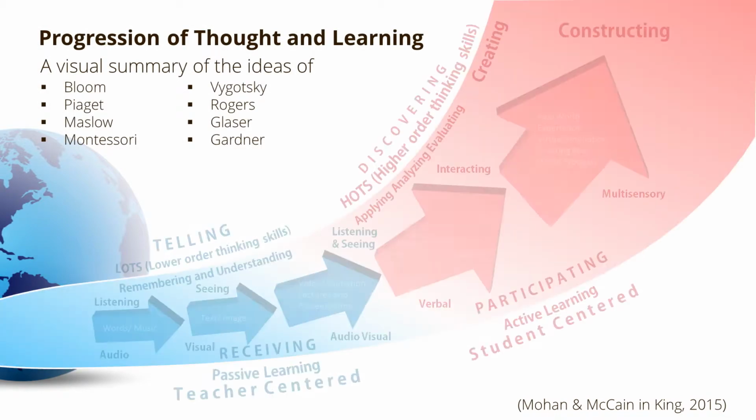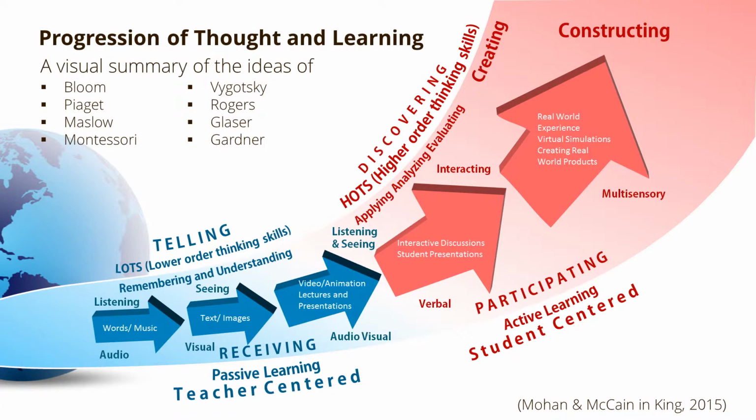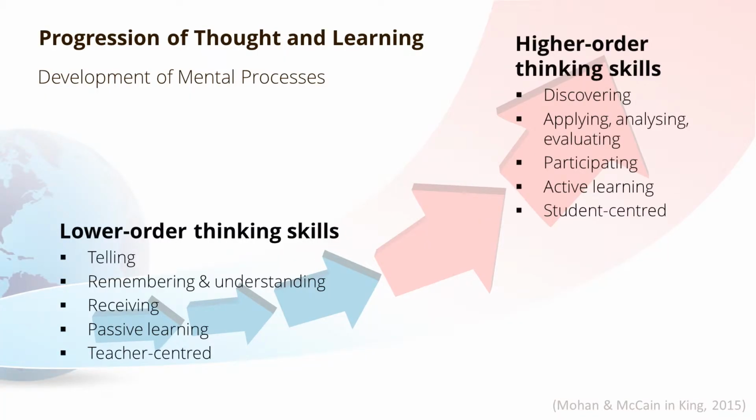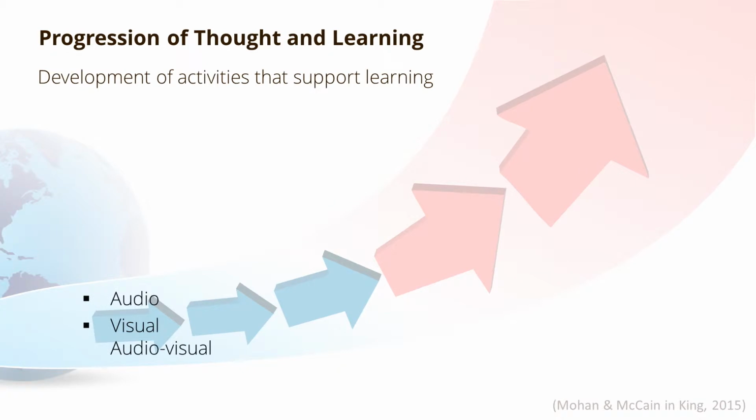So I just would like to show you this very complicated slide, but I don't really want you to read everything that's on the slide. Just up in the corner, as you can see, it's actually a progression of thought and learning of all the main ideas of the 20th century, all the big names in education. But what I'd like you to remember from this slide is that, in fact, they all go in the same direction, from lower order thinking skills to higher order thinking skills, from sort of passive learning to active learning, from teacher-centeredness to learner-centeredness.